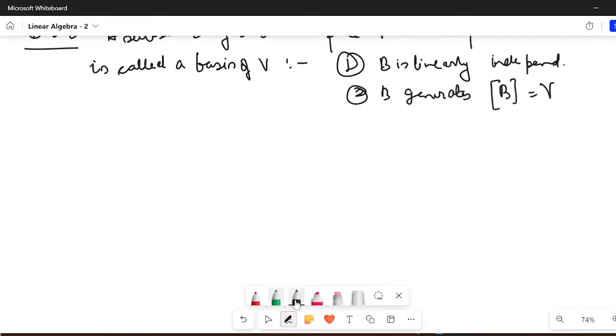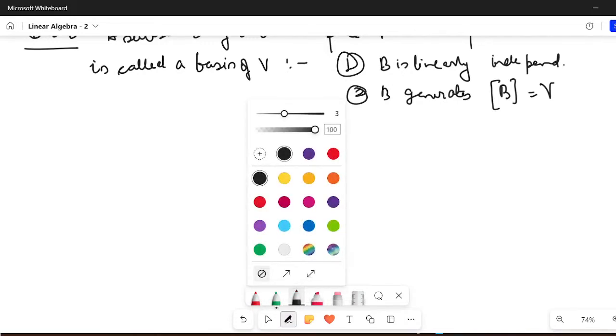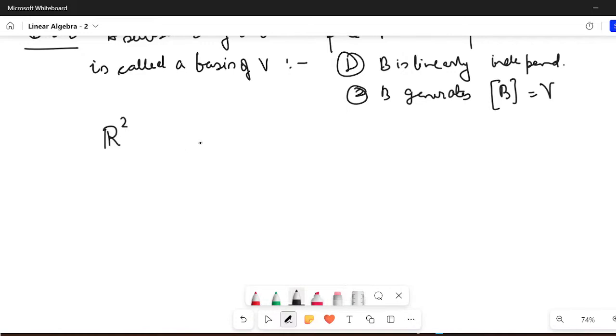Okay. Now the question arises whether there can be only two bases. Let's say for R square, can only these two be bases? What I want to say is, are these the only bases? I have called them standard bases, but are these the only bases in which your entire R square can be written? The answer is no.